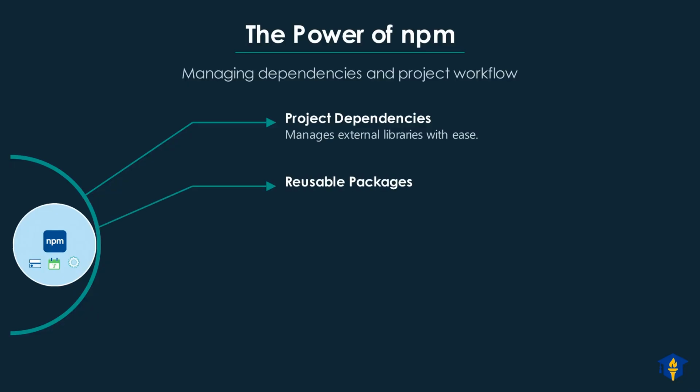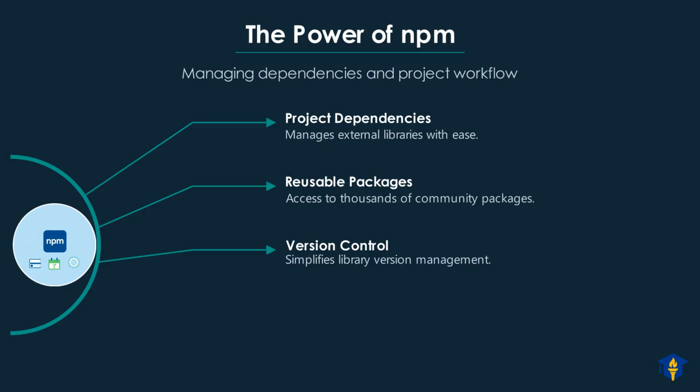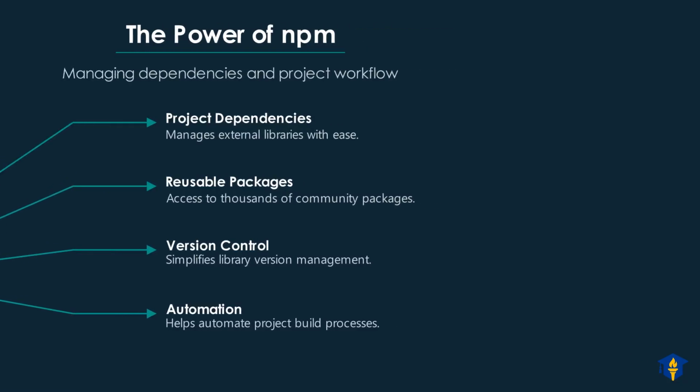You gain access to thousands of reusable packages published by the community, significantly speeding up development. NPM provides access to a vast ecosystem of reusable packages, helping you build applications faster. NPM simplifies version control for your libraries, ensuring consistent and predictable package versions across environments. This tool simplifies the management of different library versions, maintaining stability and compatibility within your project. NPM also helps automate various project build processes, from running tests to deploying your application. It allows you to automate repetitive tasks, making your project build processes more efficient and less prone to errors.